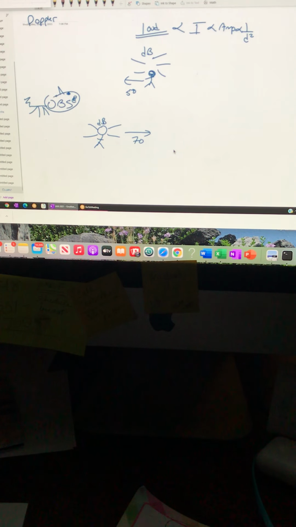I agree. So, without a doubt, because this is closer, it's louder. There's nothing to do with Doppler. Doppler has to do with frequency. So if I asked you which one has a higher frequency, that's a different thing. So which emitted frequency is higher? Same.